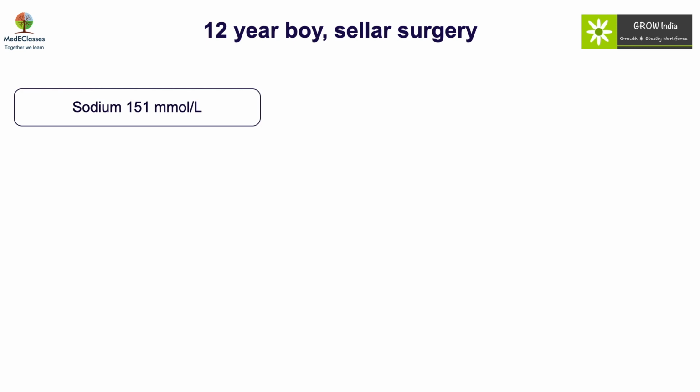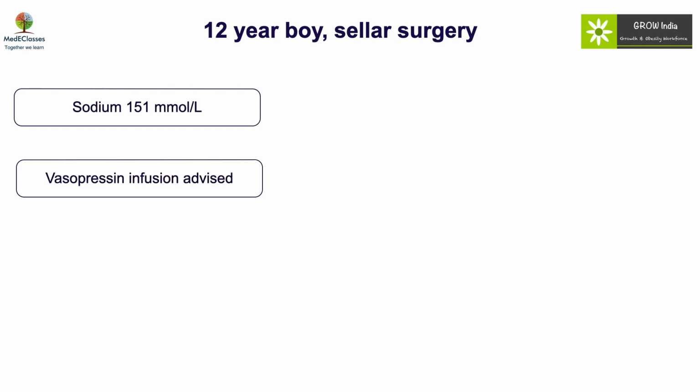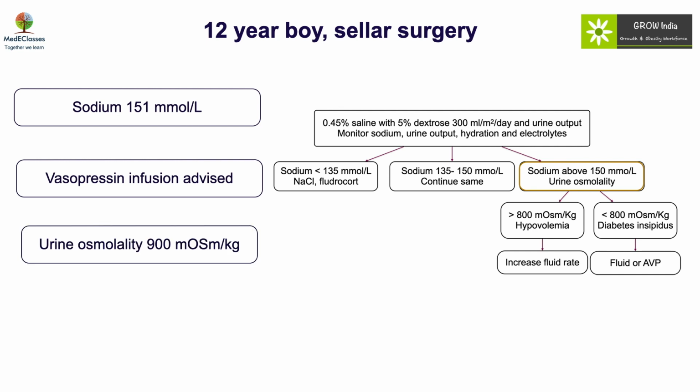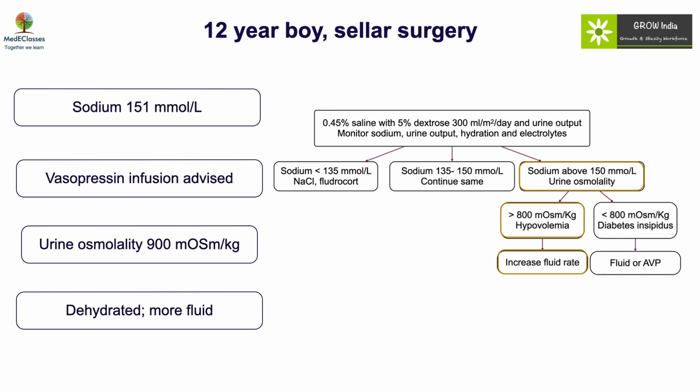So we have a 12-year-old boy post-sellar surgery. The sodium is 151. Vasopressin infusion was advised, but what we need to really look at is what is the exact diagnosis. So we have this child who has hypernatremia. We have to look at urinary osmolality, which is high, which clearly indicates that there is hypovolemia and there is a need to increase fluid rate. So this clearly would be inappropriate in this setting to start vasopressin.